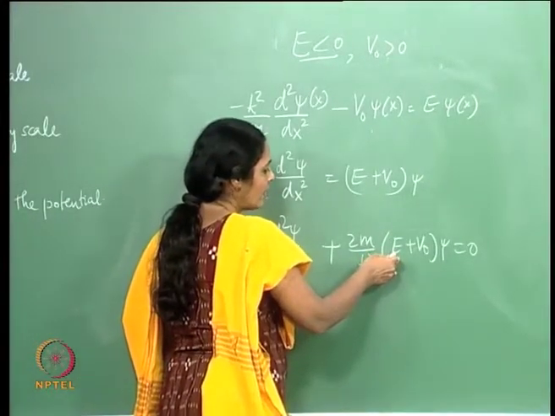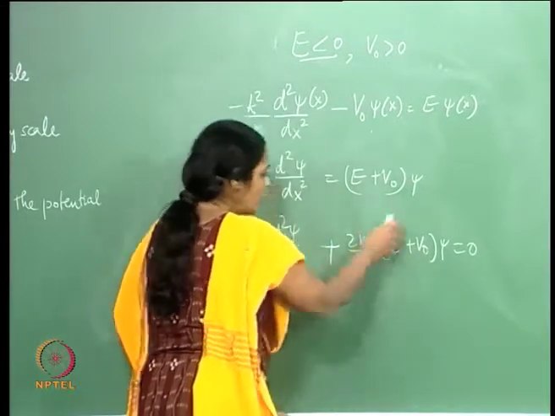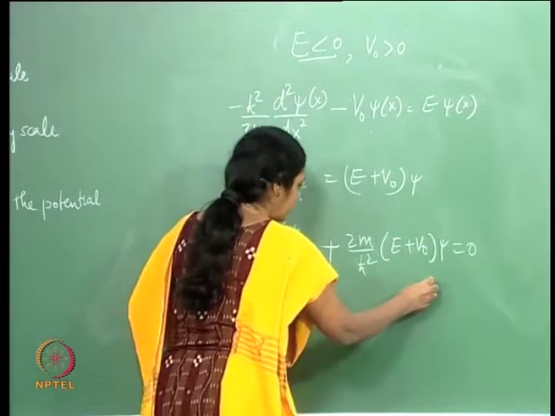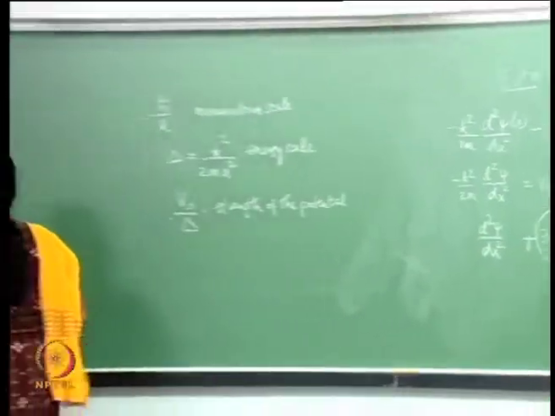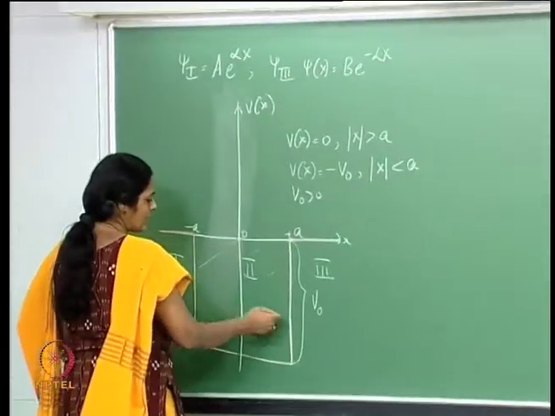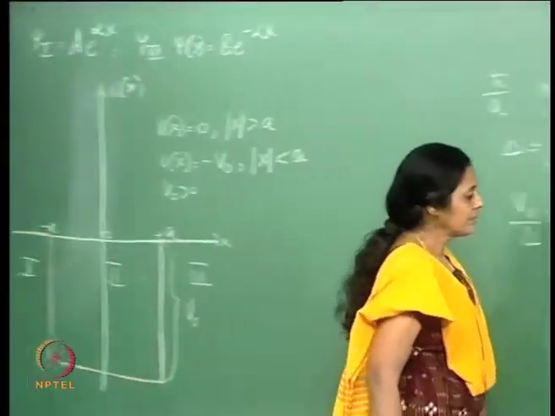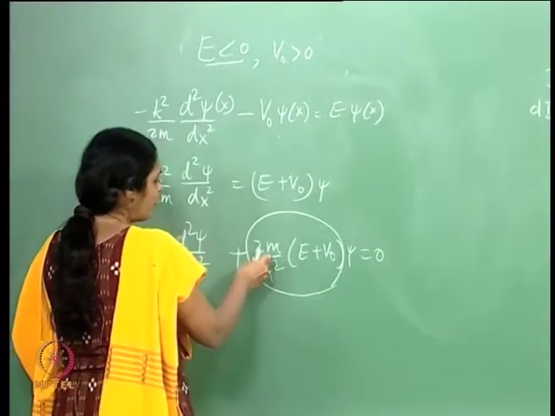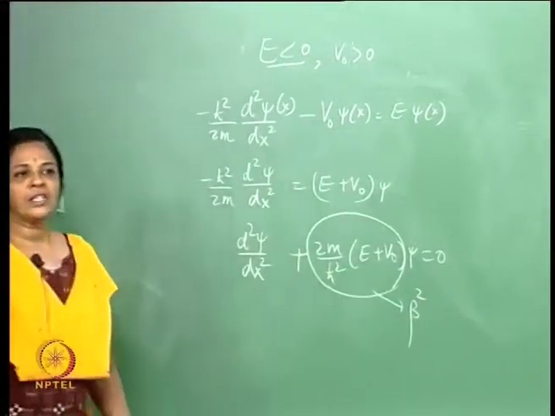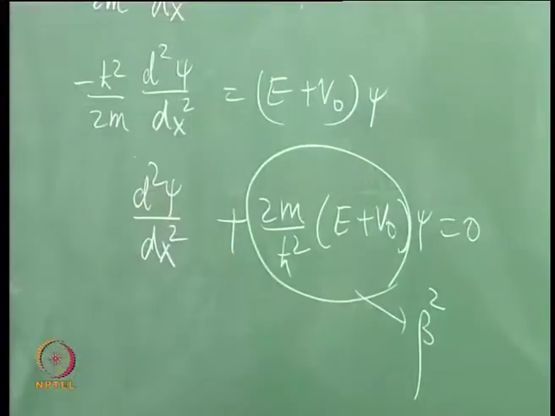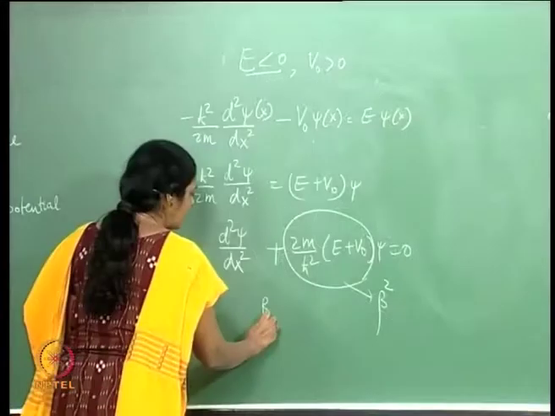Here E is less than 0, V naught is positive, and 2m by h cross squared times (E plus V naught): if E is less than 0 and V naught is positive, so that's V naught, E is somewhere out here, so E plus V naught is anyway positive. Therefore this quantity I'll call beta squared, where beta squared, like alpha squared, has dimensions of inverse length squared. I define beta to be greater than 0.